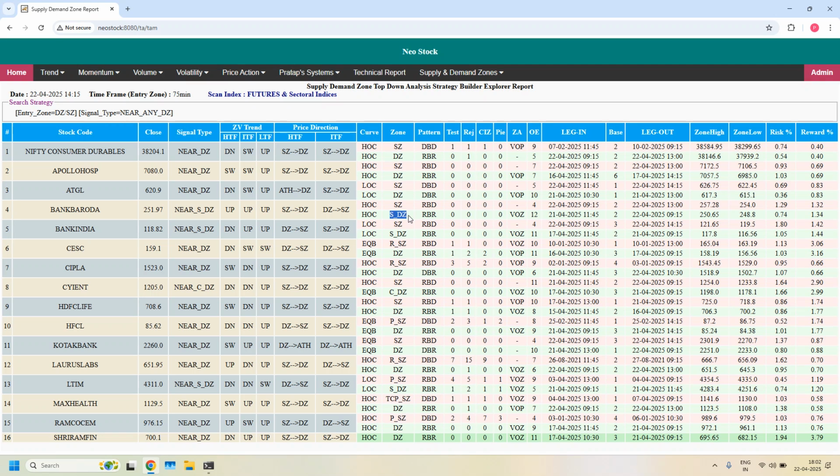Bank of Baroda is having a high liquidity demand zone. Bank of India is having a high liquidity demand zone. Cient is having a daily high liquidity demand zone, I mean not daily, 75 minutes high liquidity demand zone. This is a pierced zone, so not valid. That's it. We have identified 3 75 minutes high liquidity demand zones from this list.